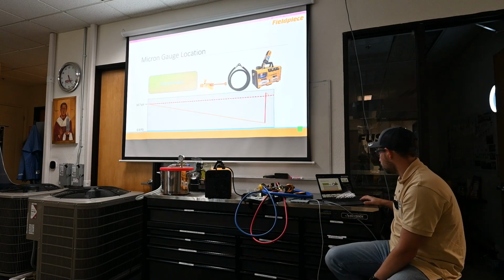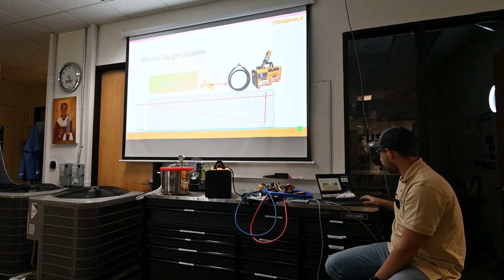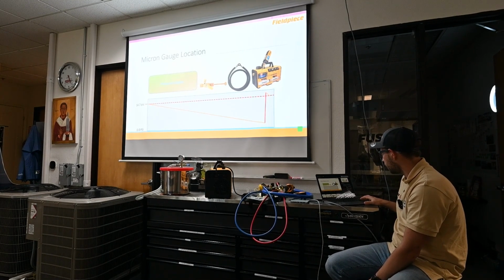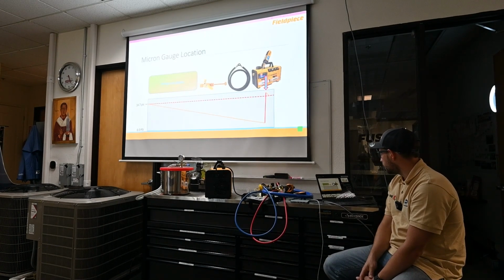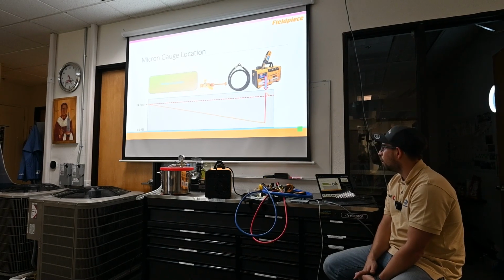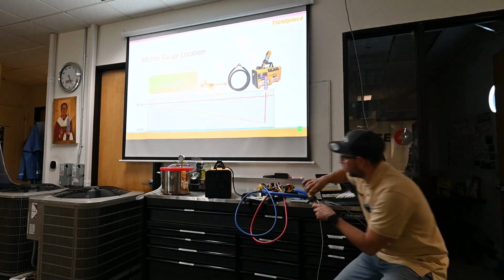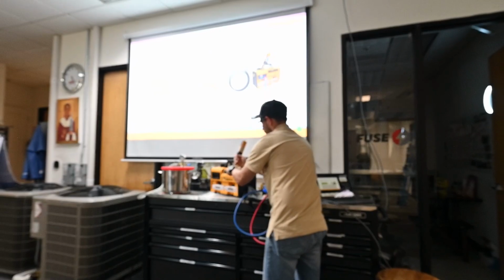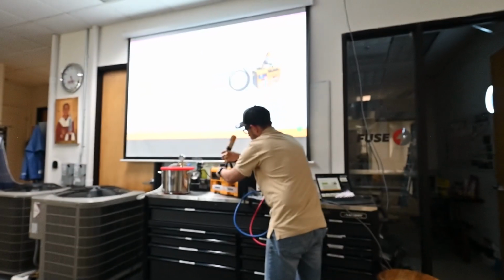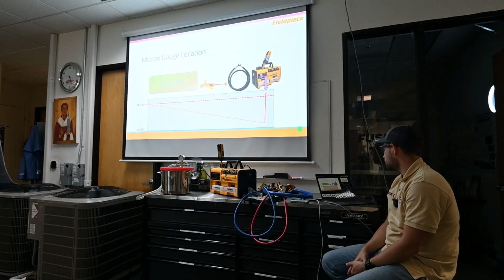Micron gauge location. Using what we learned about the pump, where do you think is an ideal gauge location for accurate system measurement? Located at the pump will measure the lowest pressure. It means if you put your vacuum gauge on the pump, like this one, it will read the lowest pressure.